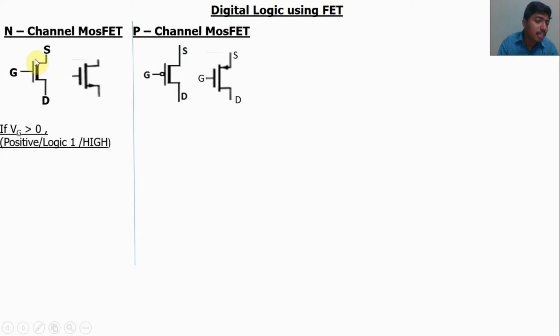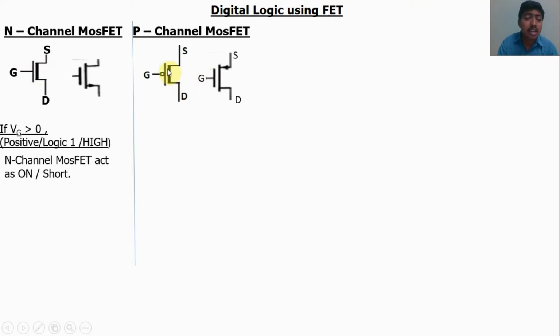Now the channel is formed, so it will conduct. So if positive voltage is applied at the gate terminal, the N channel MOSFET will act as on or short. Then only the conduction will be formed. Otherwise, if negative voltage is applied, the electrons will repel, there is no channel forming here, so it will act as off.